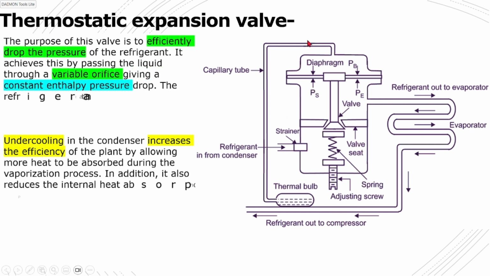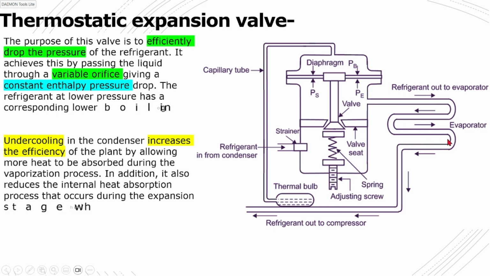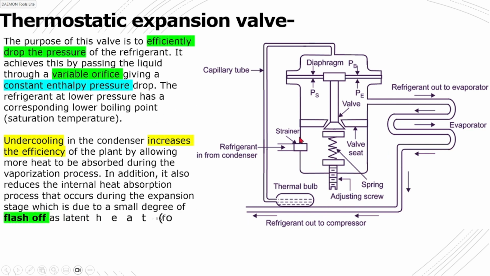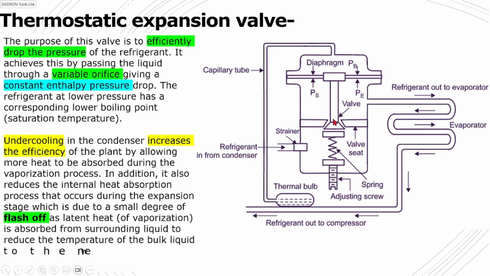To be familiarized, this is the basic construction. The evaporator is there and this is the expansion valve. It consists of a diaphragm, and this diaphragm is connected to the valve spindle. This valve is working against the spring load. This spring tension can be adjusted by an adjusting screw. The refrigerant enters here through a strainer. So if the valve opens, the refrigerant can enter the evaporator.